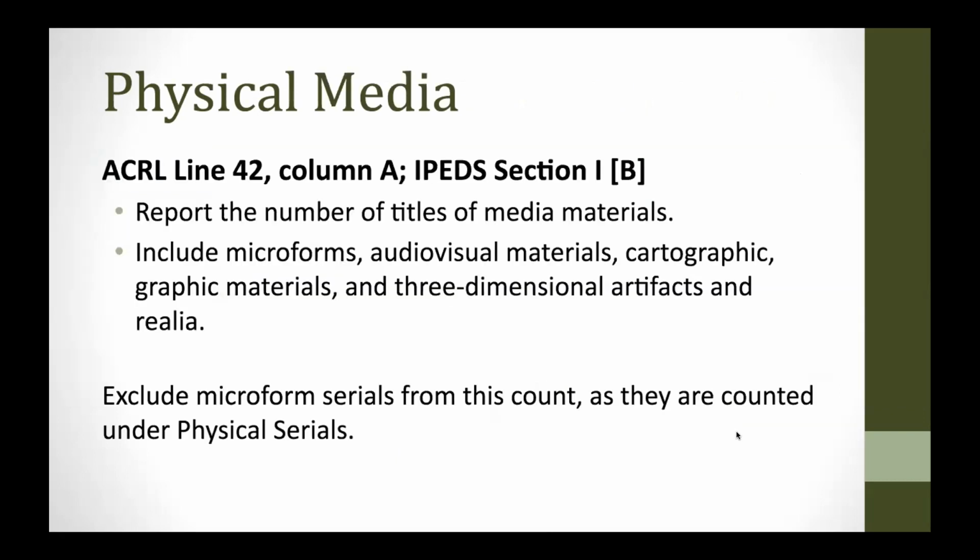Physical media is really, really fun. It has many categories. It wants us to include microforms, audiovisual materials, cartographic and graphic materials, and 3D artifacts and realia. So in this case, we're excluding microform serials from this count because they're counted under physical serials. So the way to do this is just don't include the journal's bib material type because you want everything else that's a microform. You just don't want journals on microform.